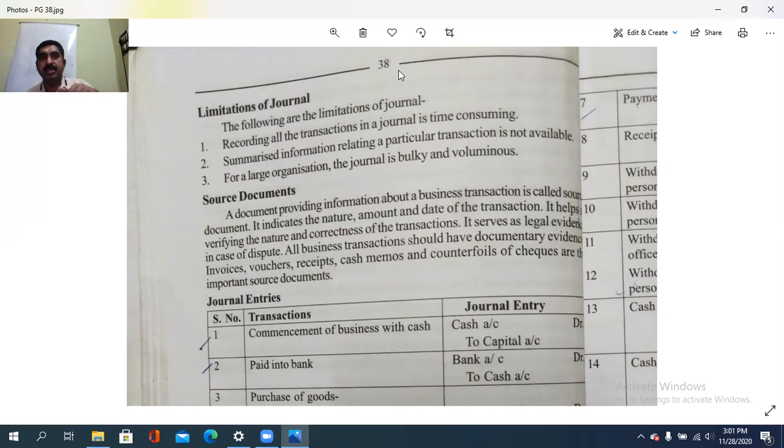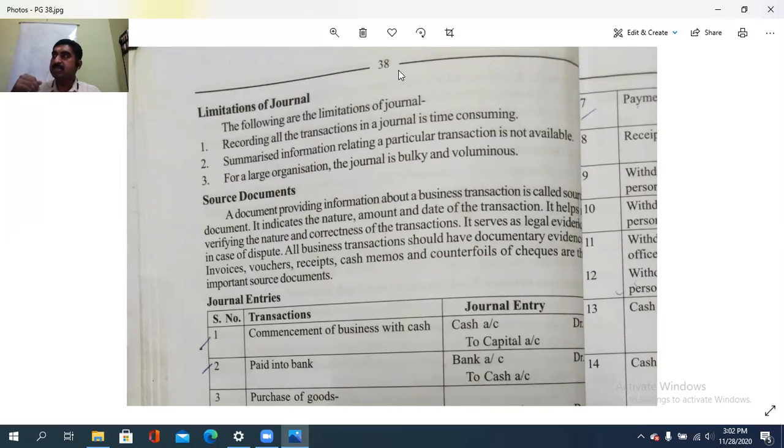Because capital is a real or nominal account like that, and that amount is coming there. So cash account debtor to capital. That is then paid into bank. Bank account debtor to cash, because that money is coming into the bank, and from us that money is going out.